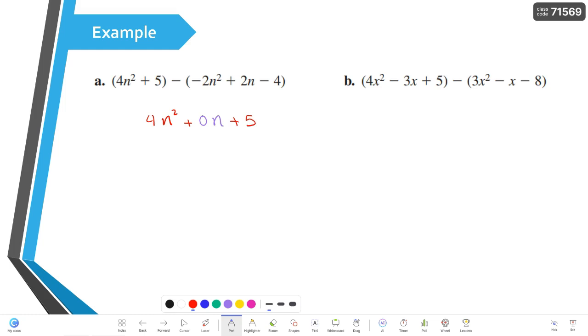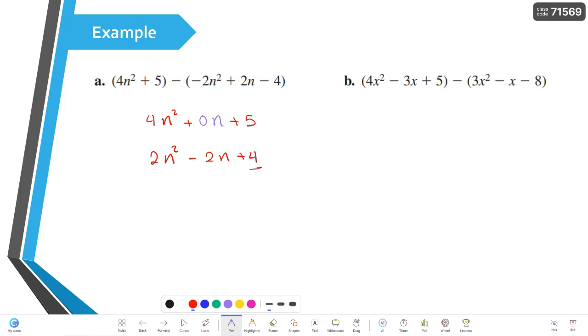The second polynomial: before writing the second polynomial, we need to change all the signs. Since the first term is negative, I'm going to make it positive. So this one would be 2n squared. And then we have here plus 2n, so I'm going to make it negative, so this one would be -2n. And finally we have negative 4, I'm going to make it positive, so it's going to be 4.